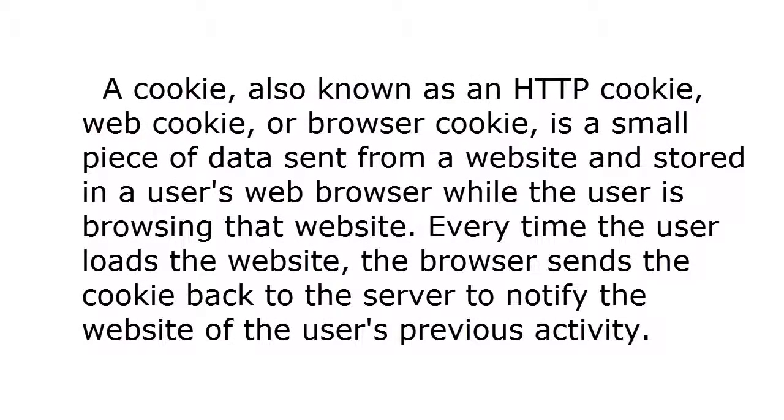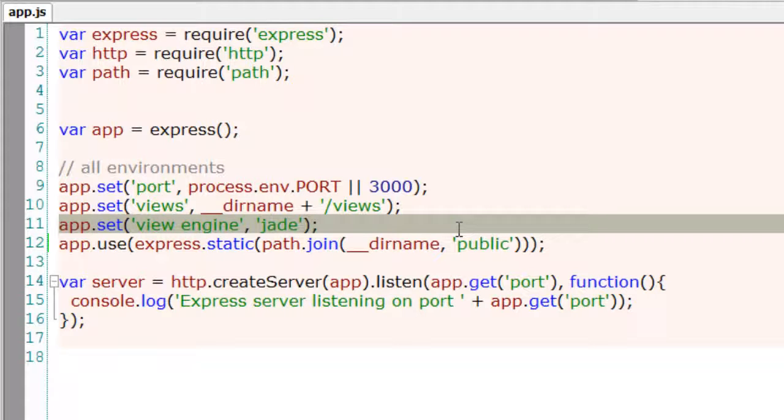A cookie, also known as an HTTP cookie, web cookie, or browser cookie, is a small piece of data sent from the website you are browsing and is stored in the user's computer. Every time the user loads the website, the browser sends the cookie back to the server to notify the website of the user's previous activity. You could track activities like navigation of the user or the clicking of some links, and store these kinds of information.